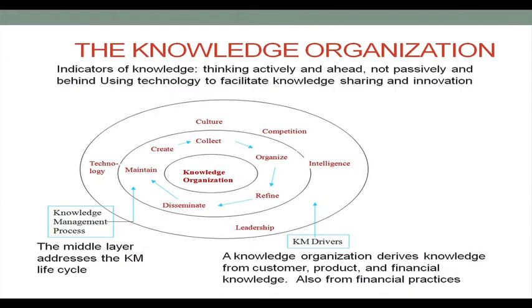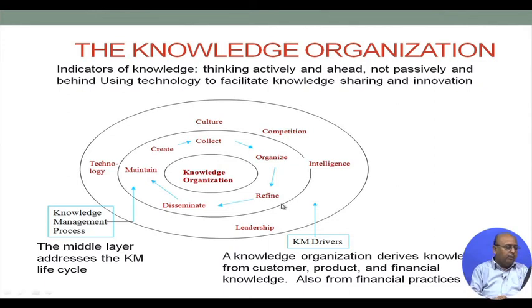Now, look at the knowledge organization. If you look at the central part of this, it talks about the knowledge organization. So, what is a knowledge organization? A knowledge organization is one which has a knowledge management system which is active, which is creative, not passive, but using technology to facilitate knowledge sharing and innovation. That kind of organization is called a knowledge organization.